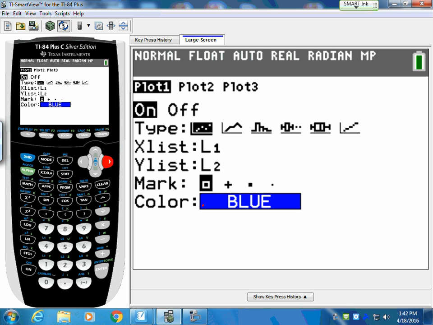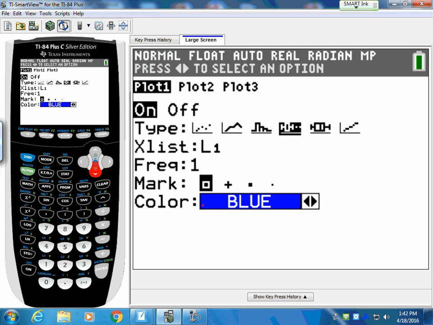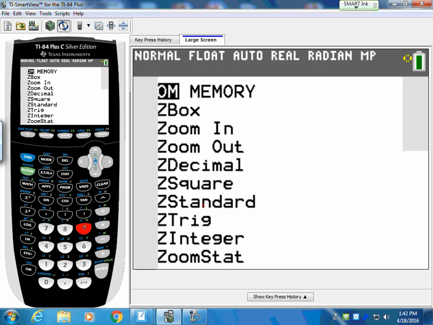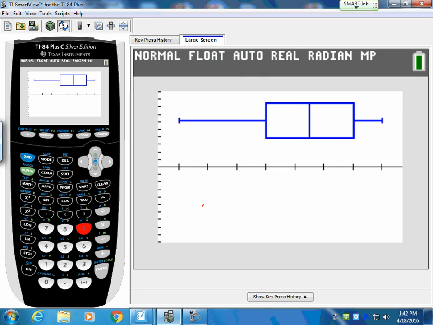Most often the only time we really use this plot much is for our box and whisker plot, and you would want to select this first one that's blinking here right now, because that would be a box and whisker plot that shows you outliers. And notice, it'll tell you right where to put your data. So everything's set here. And then what we want to do right away is go zoom. And if you notice down at number 9, it's zoom to our stats. And then here's your box and whisker.